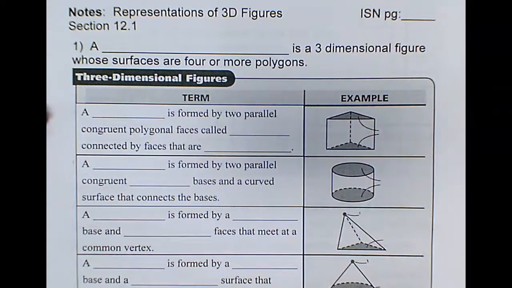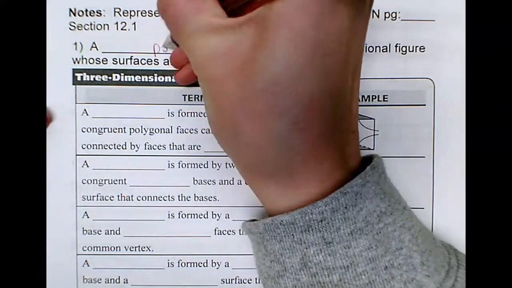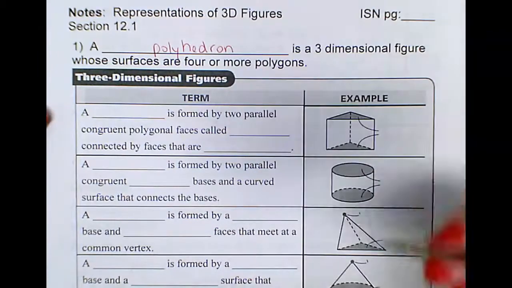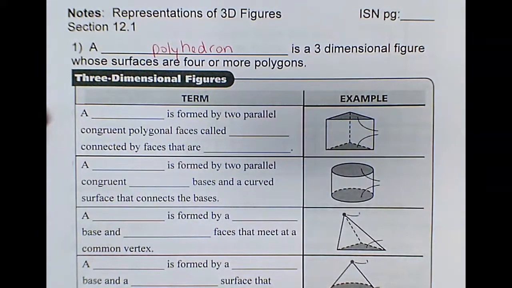A polyhedron is a three-dimensional figure whose surfaces are 4 or more polygons. Polyhedrons include prisms and pyramids, things like that. And so today we're going to discuss particular polyhedrons and the pieces that make them up.